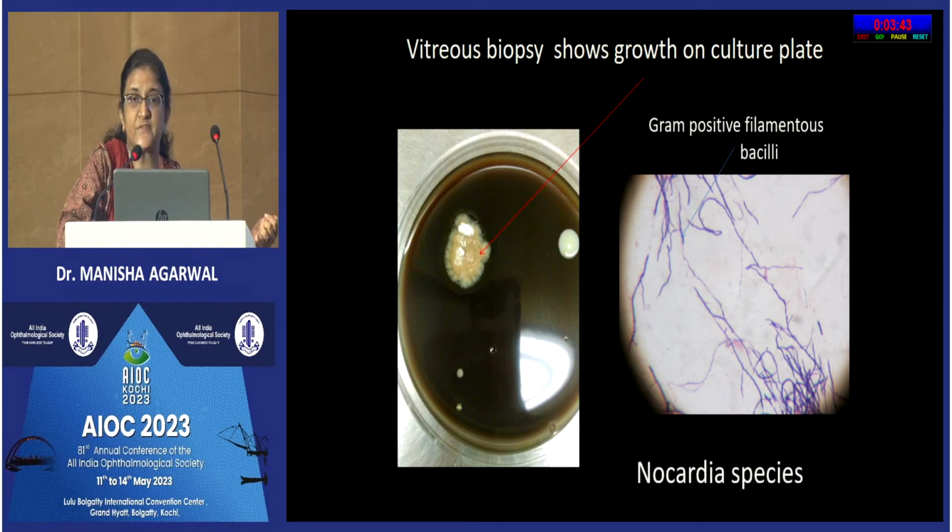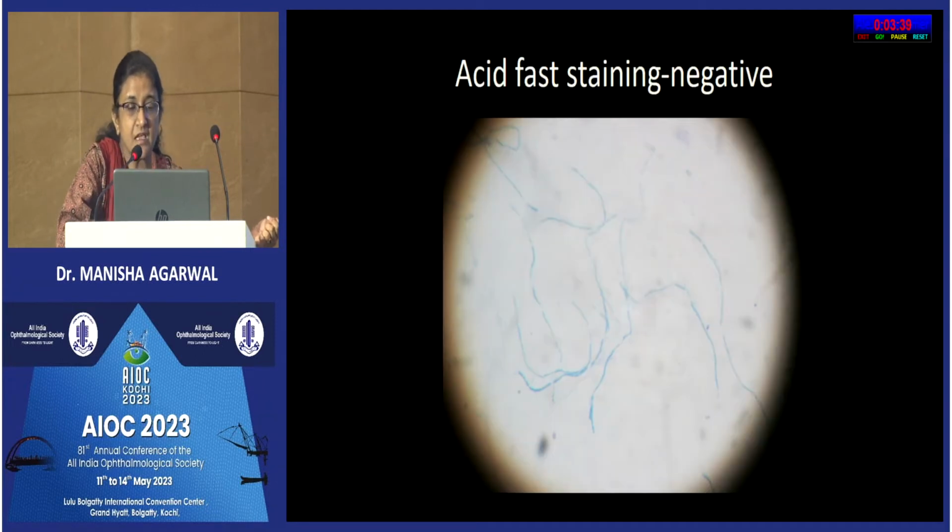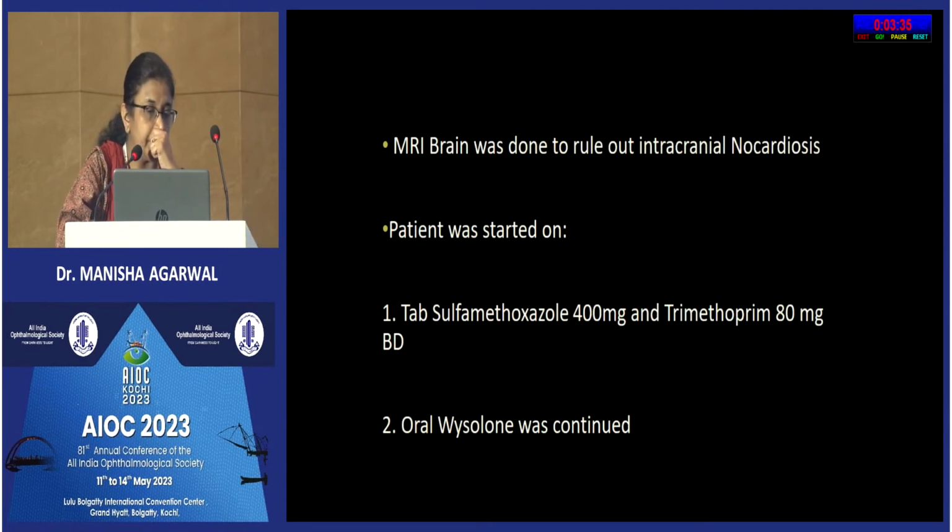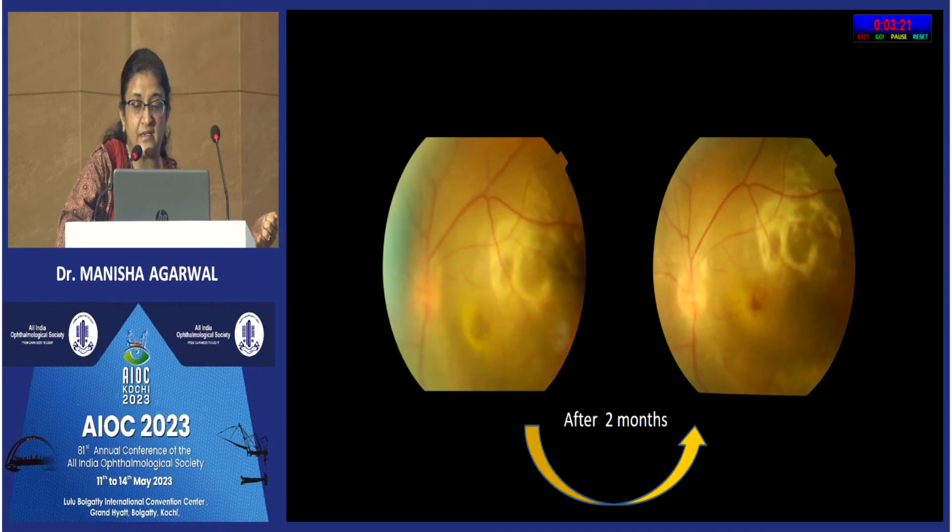And this was finally diagnosed to be a Nocardia species. The acid fast staining, the second time when it was repeated, was negative. An MRI brain was done to rule out intracranial nocardiosis, which again is a very important thing to be done. The patient was started on sulfamethoxazole and trimethoprim combination, and the oral steroids were continued.